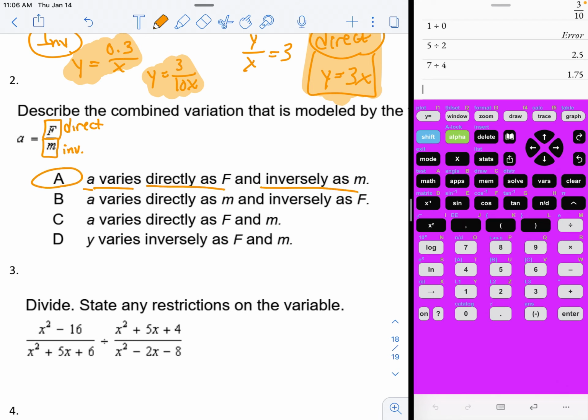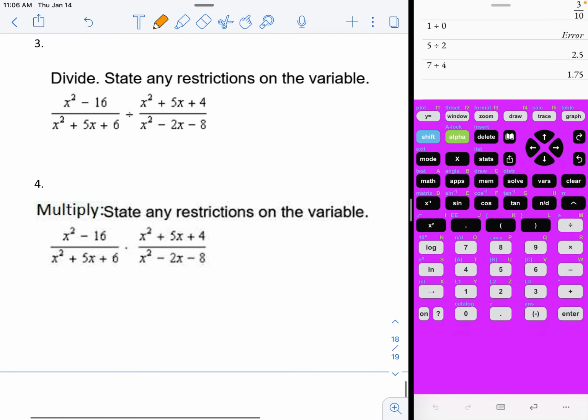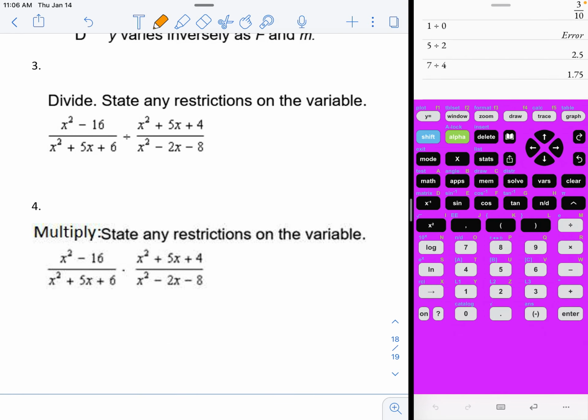Yeah, no other one has the correct answer, and D is super wrong. So yeah, we'll just go ahead and go to number 3 then. Divide, stating restrictions on the variable. So this is dividing polynomials. This is from chapter 8, section 4.